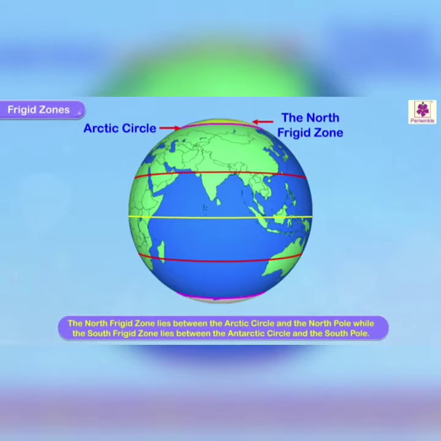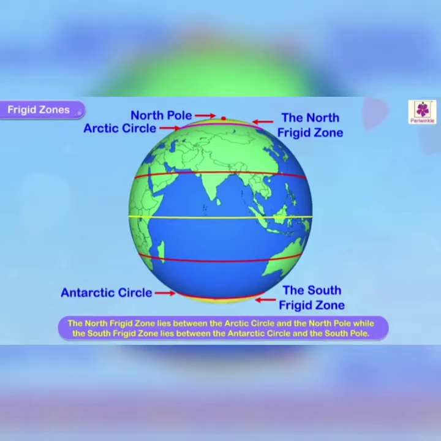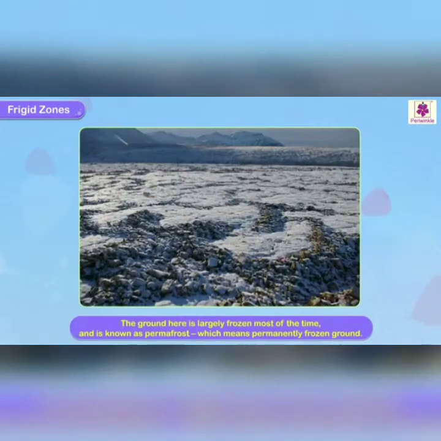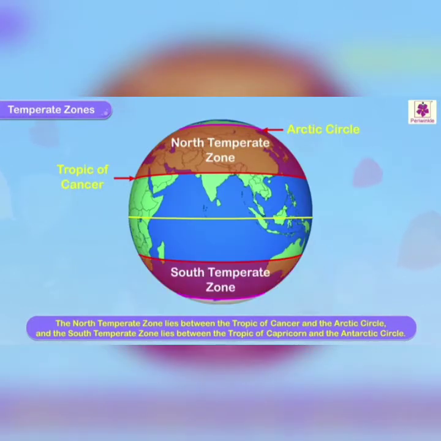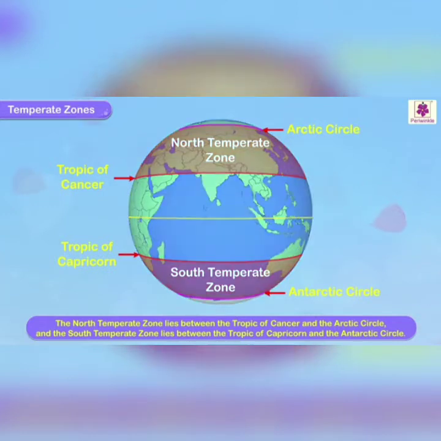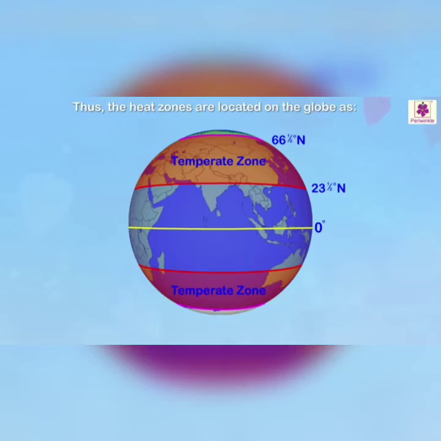Frigid zone, the area lying between the Arctic Circle and the North Pole in the northern hemisphere and between the Antarctic Circle and the South Pole in the southern hemisphere is called the frigid zone. This area remains very cold throughout the year. Temperate zone, the area lying between the torrid zone and frigid zone in both the hemispheres is called temperate zone. You can see in the diagram, this area is neither very hot nor very cold.